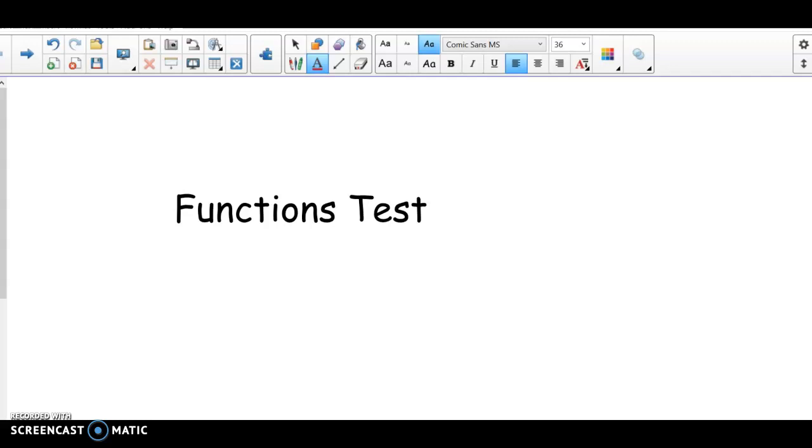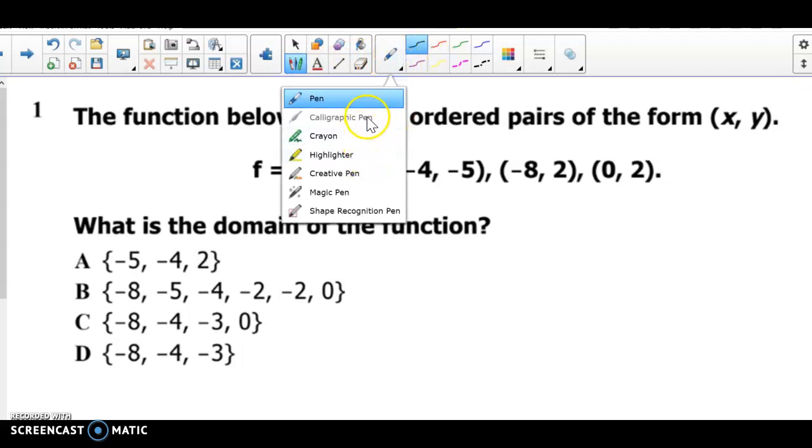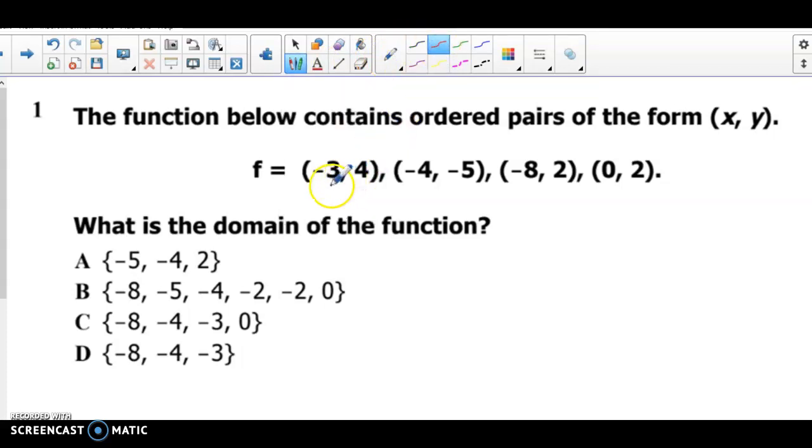This is review for your functions test. If you're given ordered pairs and you're asked to find the domain, remember that the domain corresponds to the x values. So we're looking for the first numbers in your ordered pairs. So if we list those in order from smallest to largest, it'd be -8, -4, -3, 0.